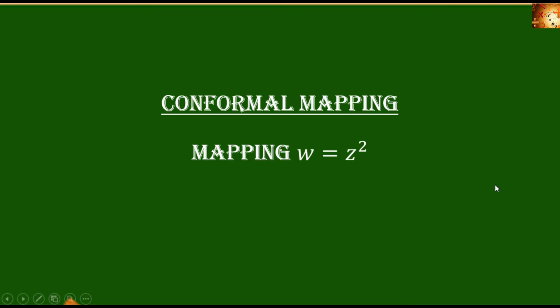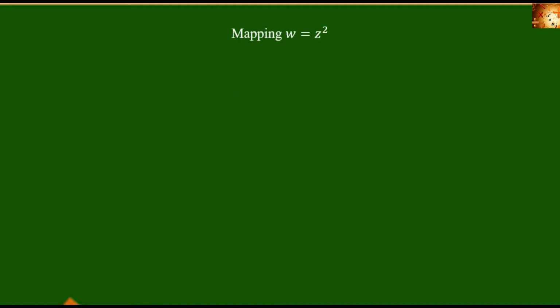In this video, we are discussing the mapping of W equal to Z square, how the images in the Z plane are mapped onto the W plane by this mapping W equal to Z square. Let's see the mapping W equal to Z square.